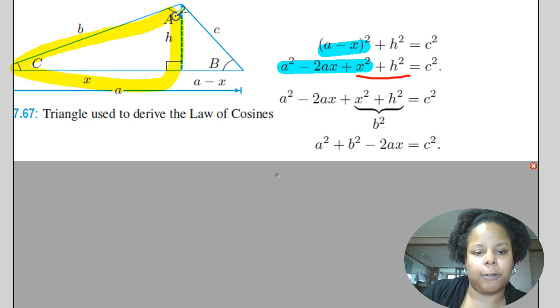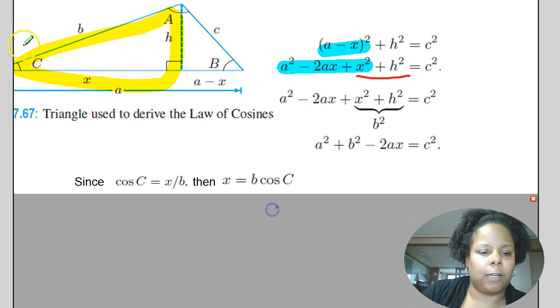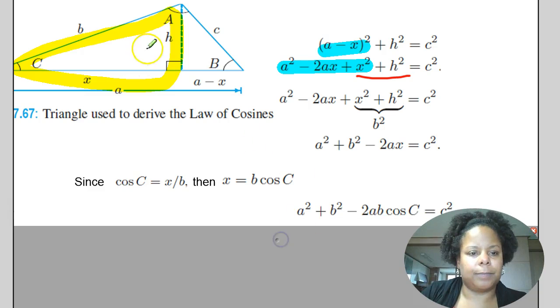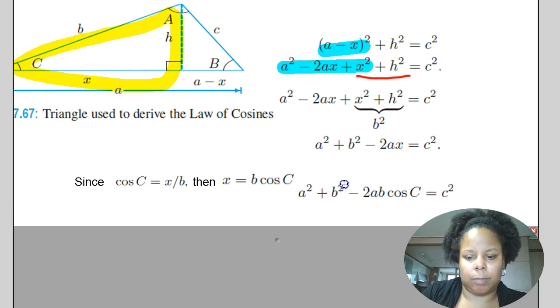Now, importantly, note X in terms of the yellow triangle. X is involved in the cosine of angle C. It would be adjacent side over hypotenuse. So that means, since cosine of C is equal to X over b, X is equal to b times cosine of C, which means I can rewrite this as this statement. You can see.